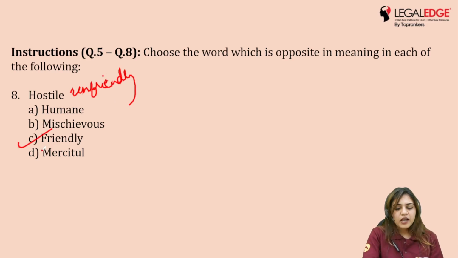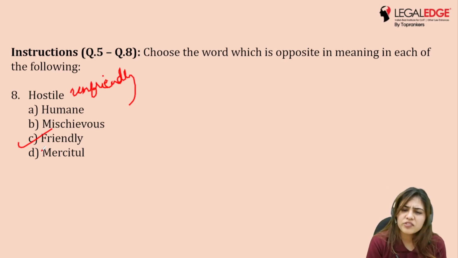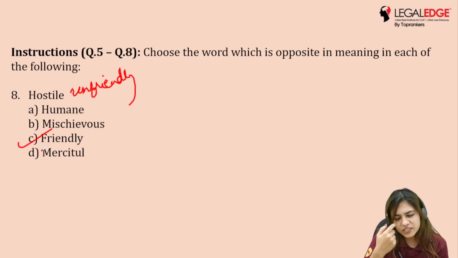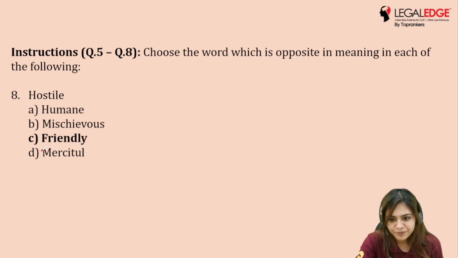Friendly. A person who is humane has a lot of regard for other people; they are empathetic, sympathetic, but here it has no relation to hostile. Mischievous means naughty. Merciful means somebody who shows a lot of mercy, दया होती है जिसके अंदर. But again, hostile का मतलब होता है unfriendly और उसका opposite होता है friendly.